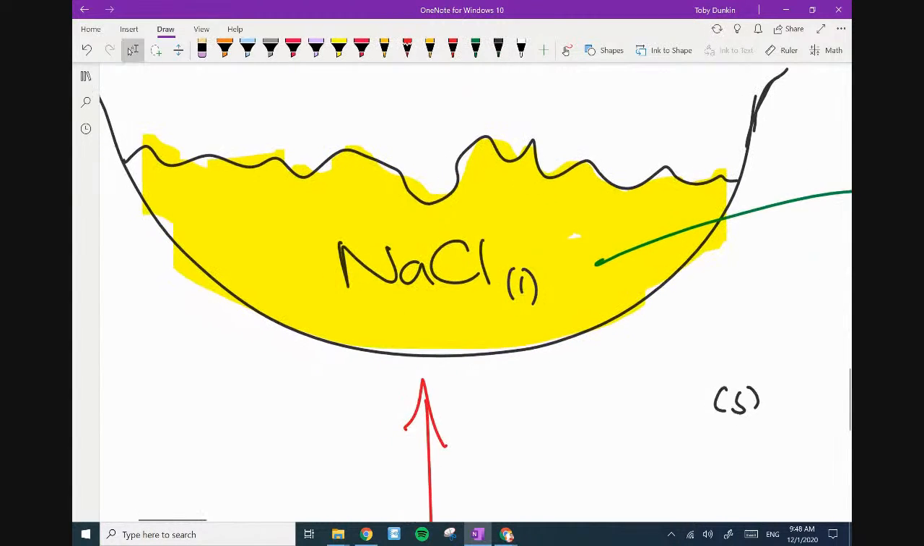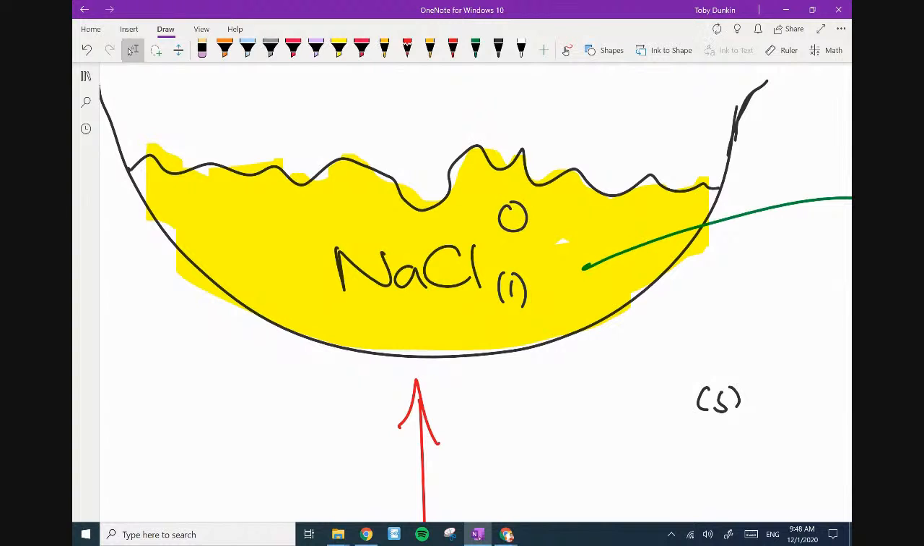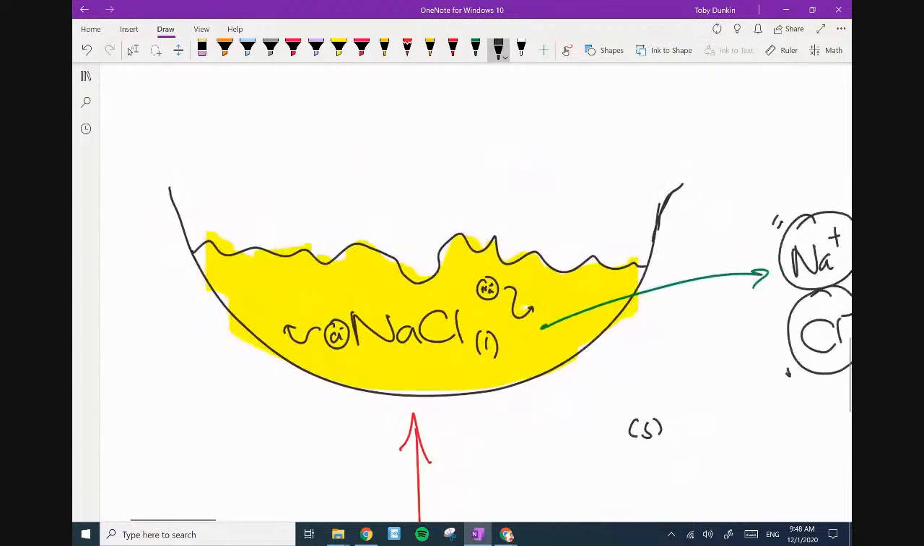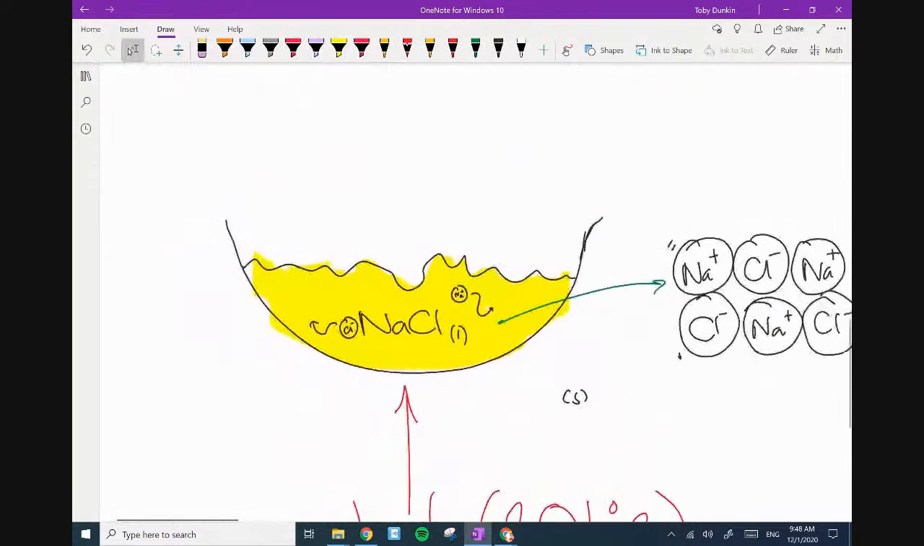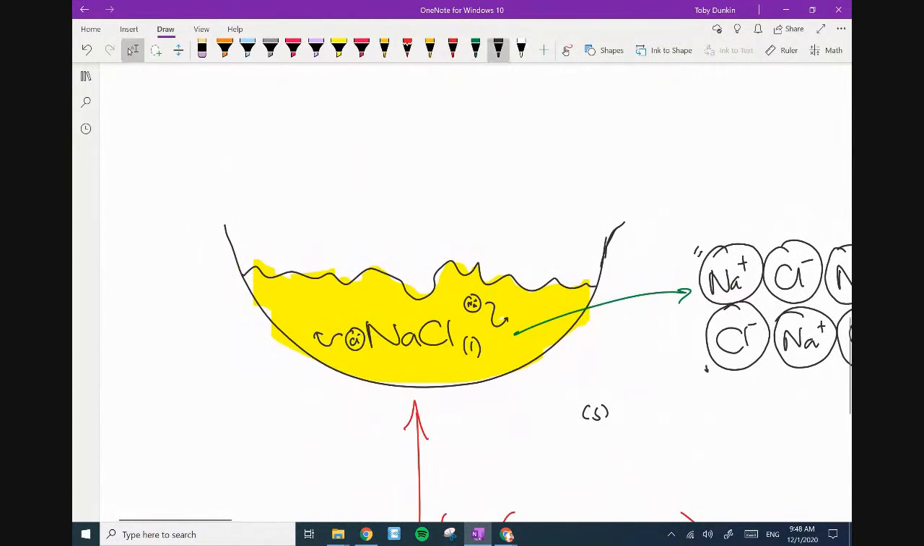Oh, I'm so sorry. So once it's a liquid, the ions become free to move around. And now what we're going to do is add some electrodes.